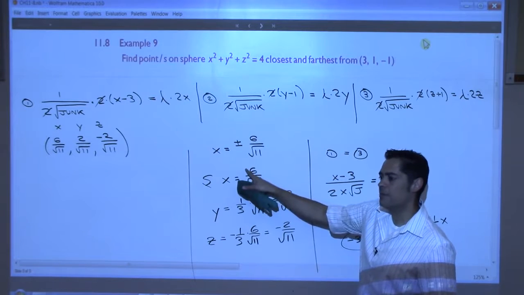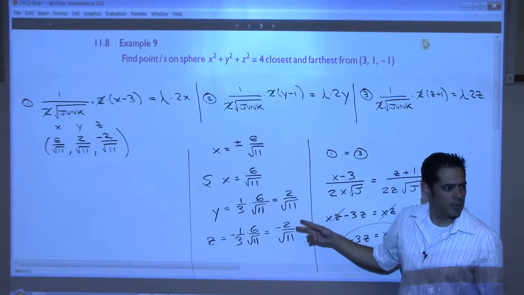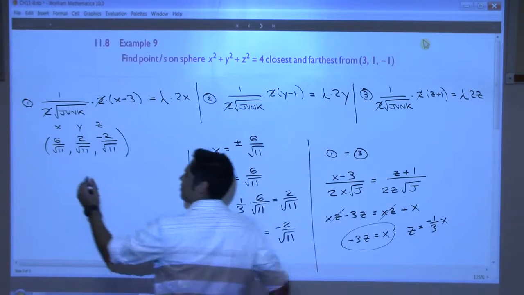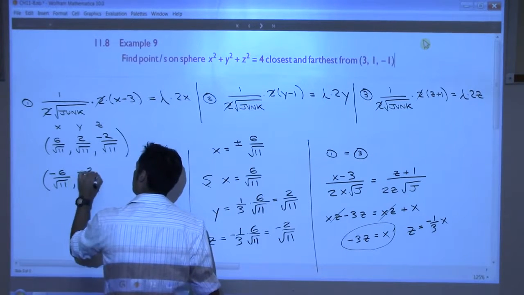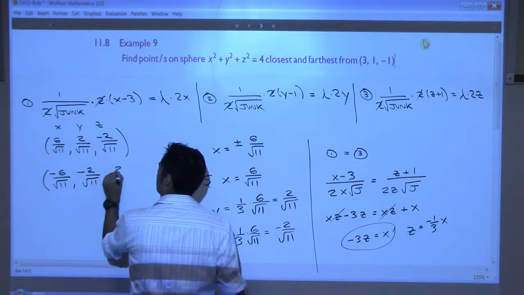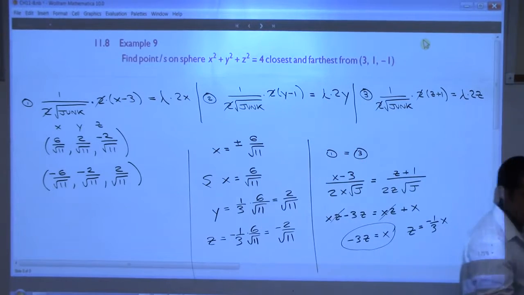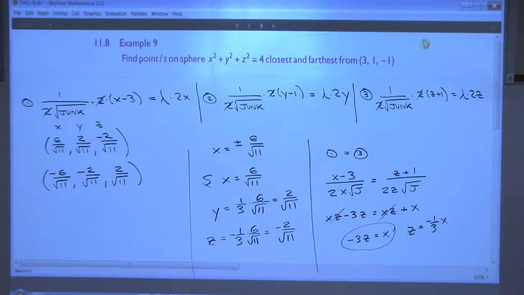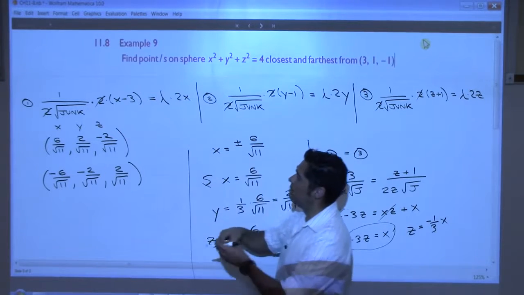Now I need to look at the other case. What if x was negative? The y would be negative, and the z would be positive. So all that would happen is this would change to negative 6 over root 11, negative 2 over root 11, and then 2 over root 11. And from the geometry of the problem, there should be 2 points that we're going to find here, right? One of them is furthest away, the other one is closest. And we have 2.